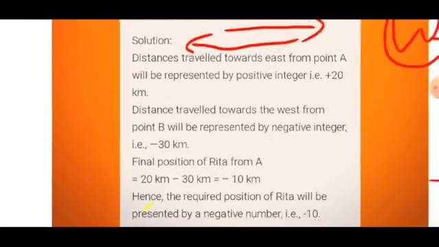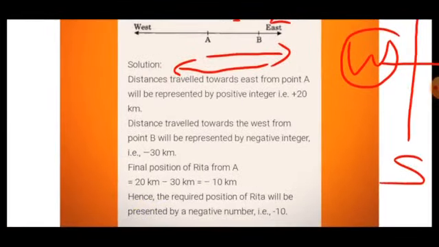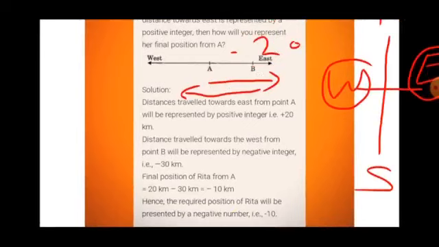Hence the required position of Rita will be represented by a negative number, that is minus 10. So this is the required position of Rita, represented by a negative integer, that is minus 10.